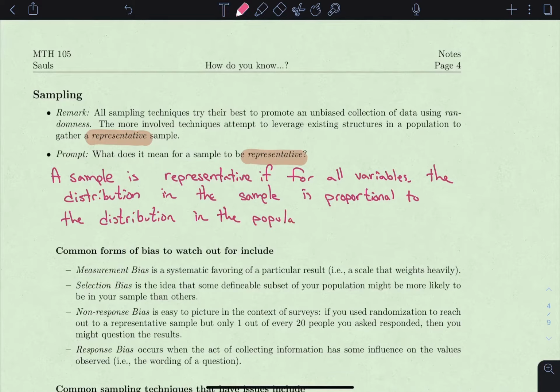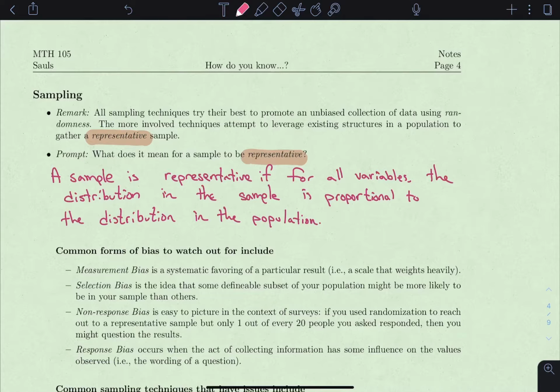And what we mean by that is, say, consider a variable like age. If in your population 20% of the people are younger than age 30, then in your sample 20% of the people should be younger than age 30. And this proportionality should exist for all variables and for all values of that variable, at least all the variables that matter or are related to your study.